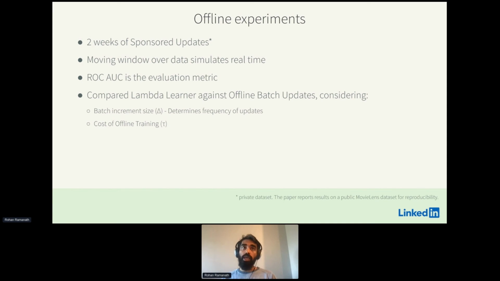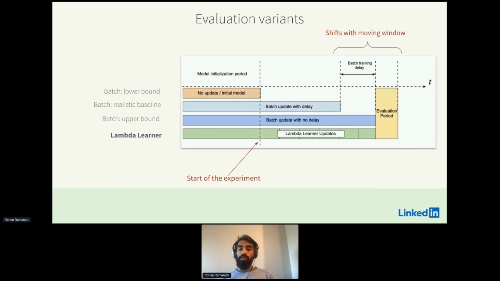We use AUC as our offline evaluation metric, and we compared Lambda Learner along 2 different dimensions: the batch increment size, which is how much data is used to train each model, and the cost of offline training. If I use a very complex model, it's going to take 3 days to train. Sure, it's going to do better, but for those 3 days, it has a stale model. So we account for these 2 parameters when we evaluate Lambda Learner. What are our different options to compare Lambda Learner against?